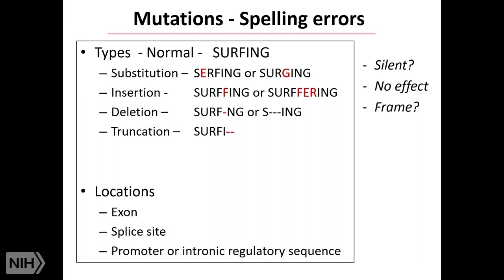All right, where are most mutations? Most are in the exons. There are some that are in the splice sites, and they may not affect the specific translation, but could actually affect how many exons are actually put into this alternative splice form. And then again, there are also mutations that can occur in promoters or intronic regulatory sequence. And that makes a difference depending on the type of genetic sequencing technology you're going to use.